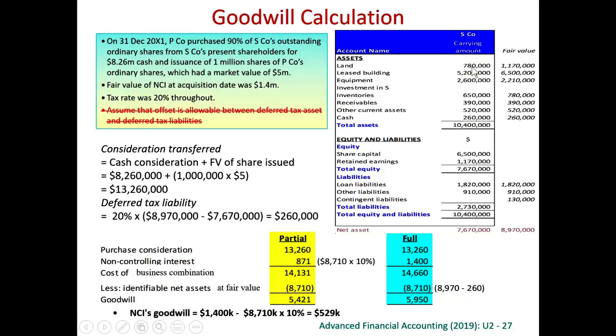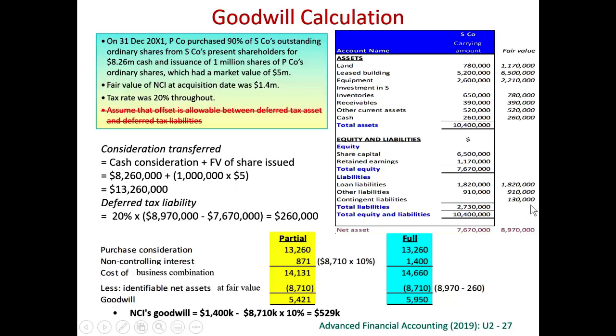Say for example, for the land, fair value is higher than the book value. For building, fair value is higher than the book value. For equipment, the fair value is lower than the carrying amount, that means there is a fair value reduction. Fair value reduction. For inventory, fair value increment, receivable no change, other current assets no change, cash no change, loan liability no change, other liability no change, but we find a contingent liability.